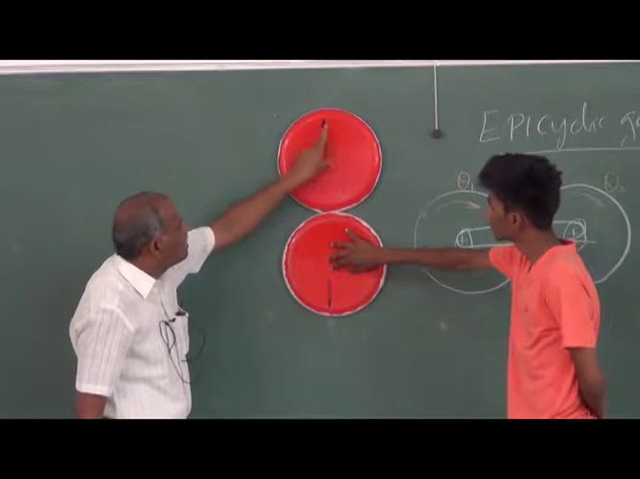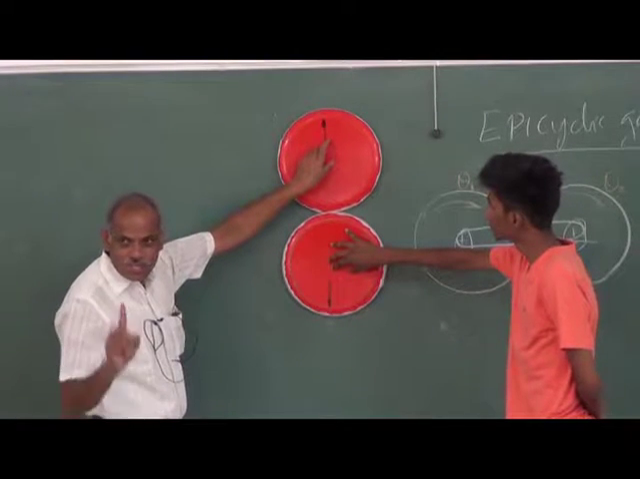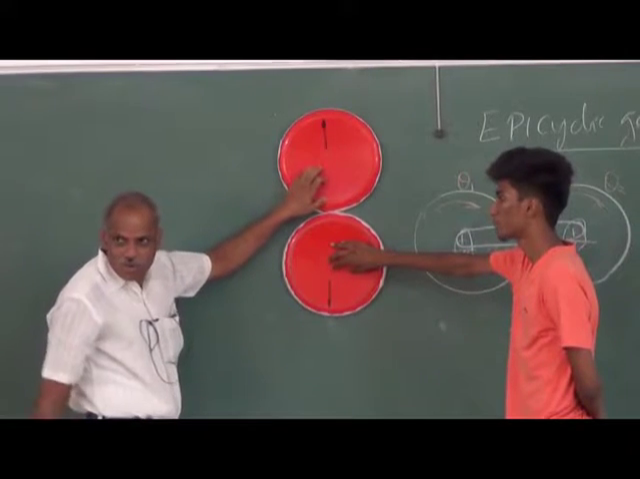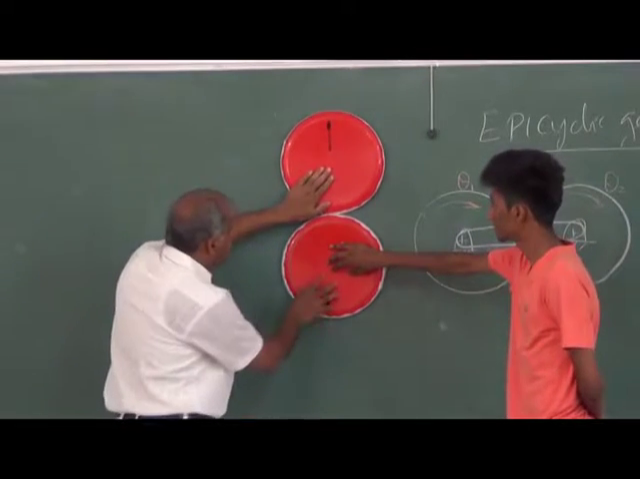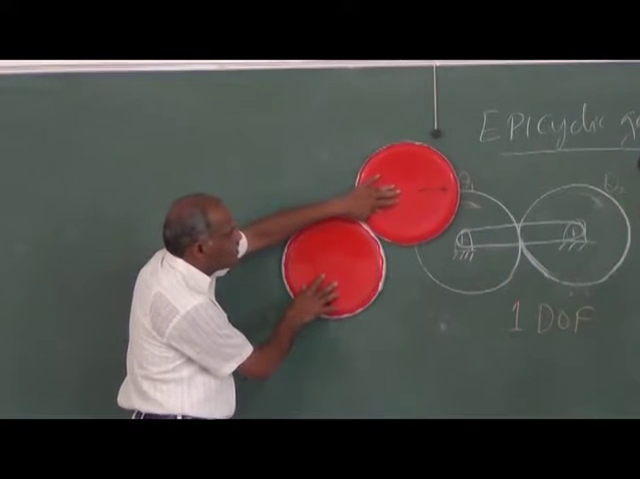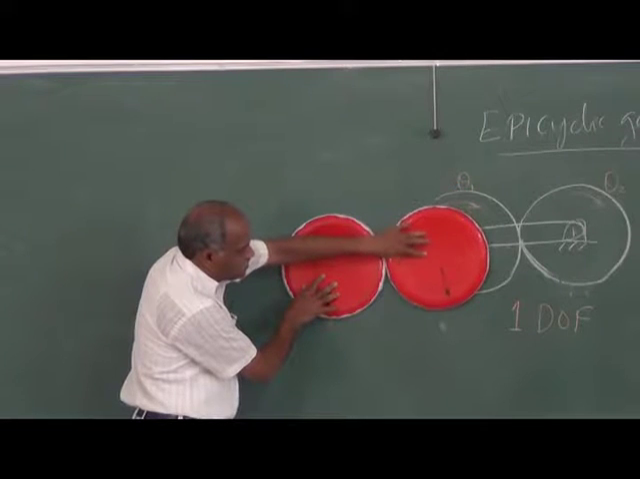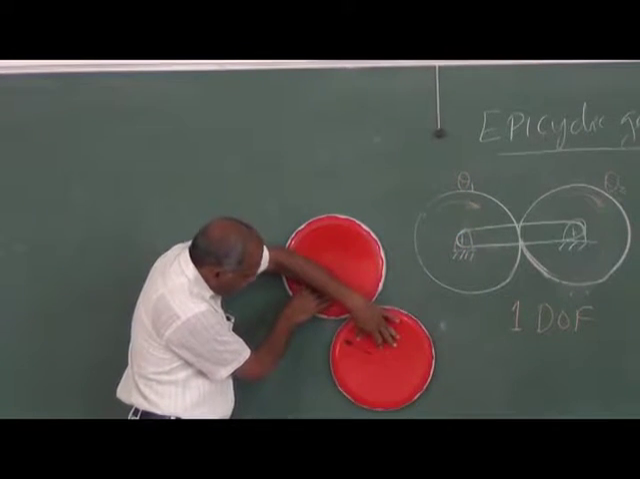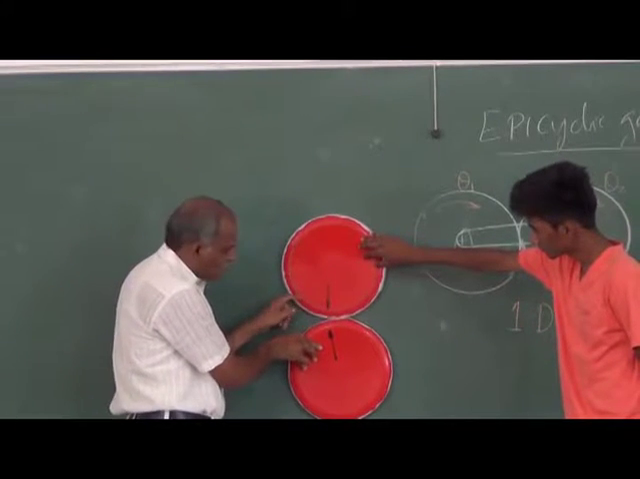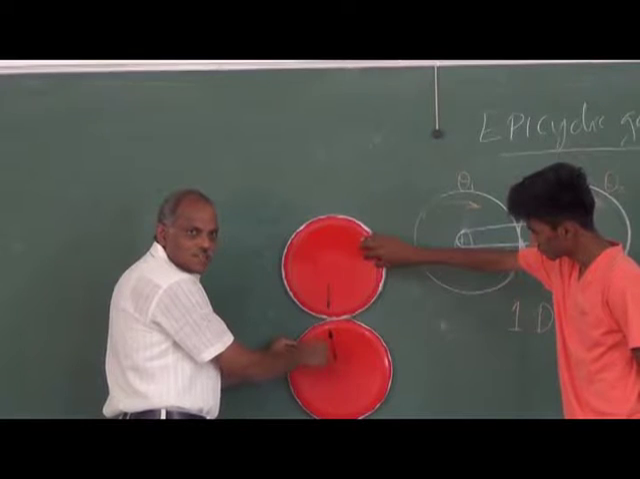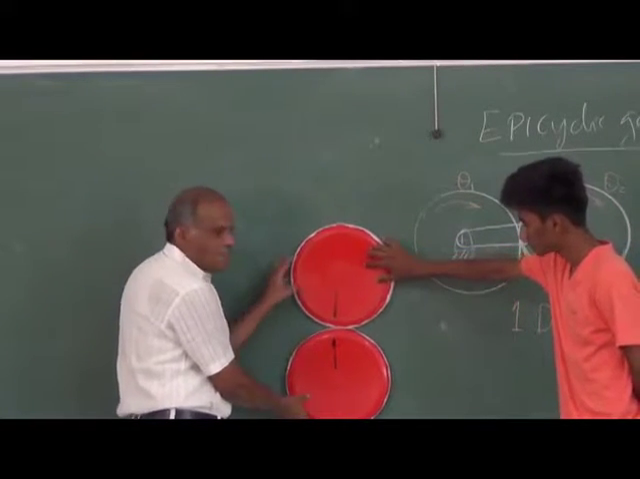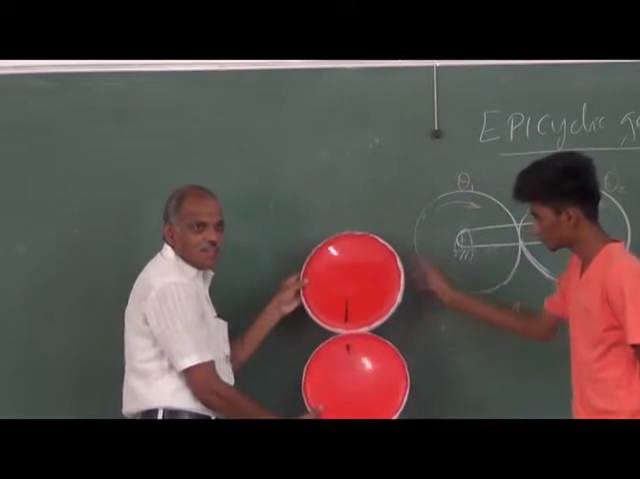Okay. Now you see that this vertical motion, the arrow is vertically up. That means it has already completed 1 rotation. Now again, let me rotate it. Now you see that this is again. So when it comes to this position, it has already completed 2 rotations. So this motion is your epicyclic gear motion.